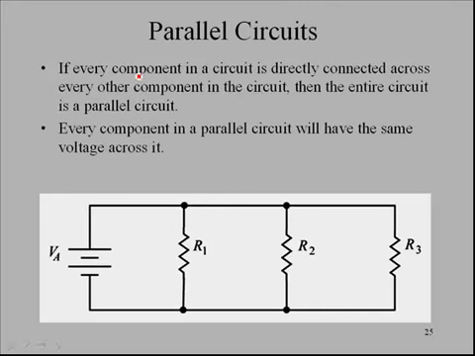Likewise, if every component in a circuit is directly connected across every other component in the circuit, then the entire circuit is in parallel. And you can see that every single component here is directly connected across each other, so we can say that this entire circuit is in parallel, and every component in a parallel circuit will have the same voltage across it, and that would be our applied voltage.